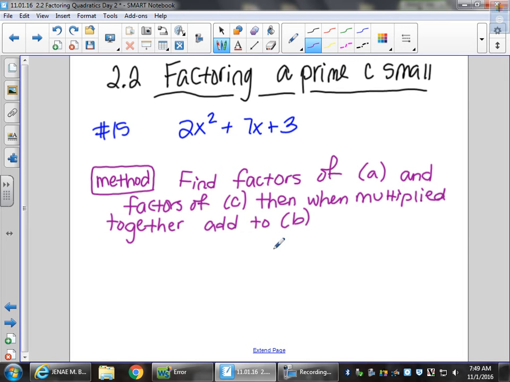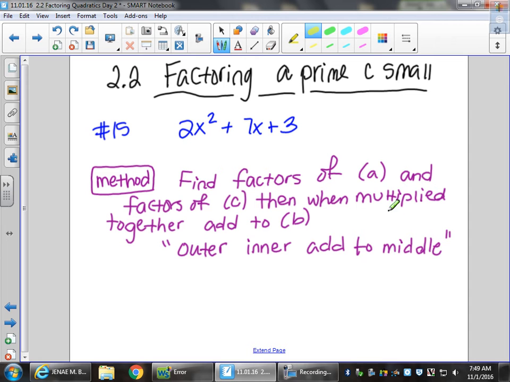I know, right? So in quotations, I want you to write outer, inner, add to middle. Outer, inner, add to middle. You'll see.